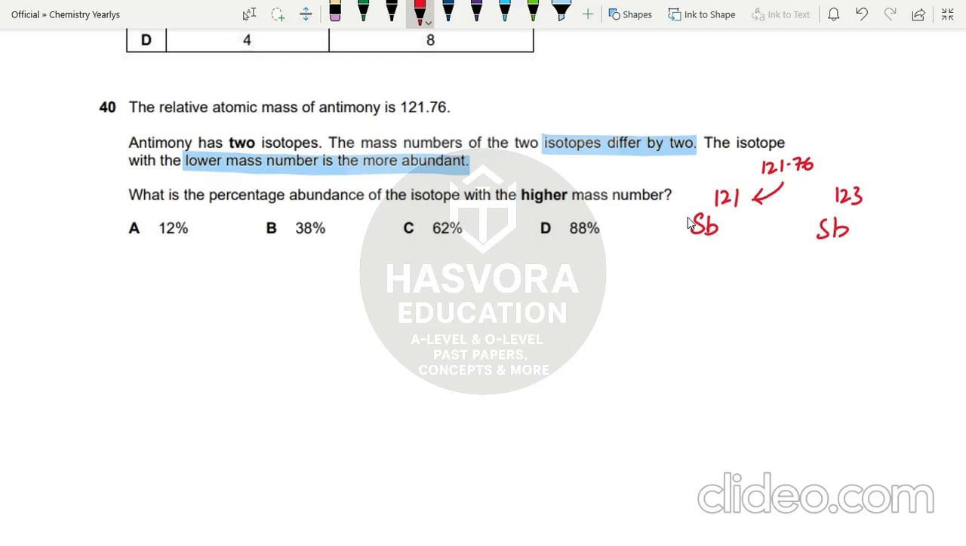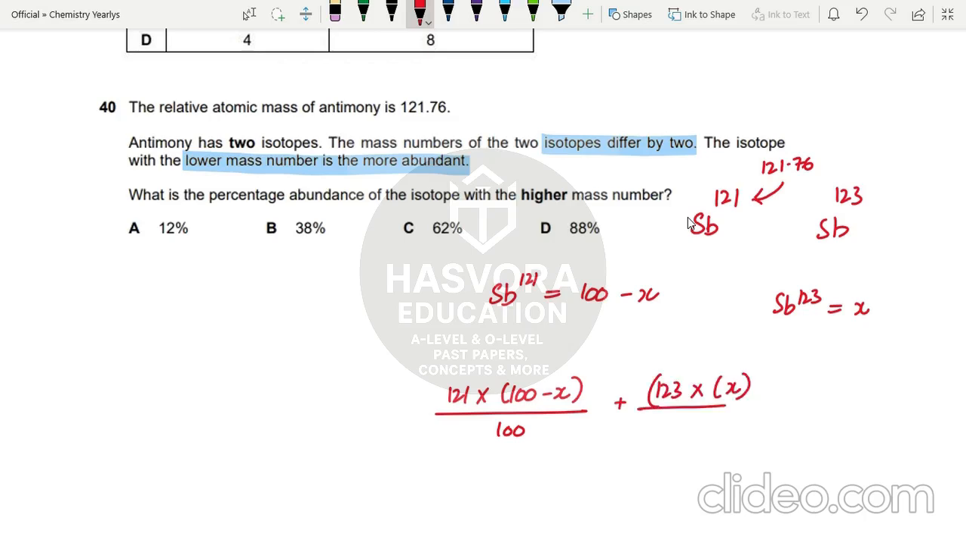So first of all, what we will do is take the percentage abundance of the Sb 121 as 100 minus x, because it will be subtracted from the other abundance, and Sb 123 will actually be equal to x. So let's find it out. So it will be 121 into 100 minus x, as it is a percentage, it will be divided by 100, plus then we have 123 into x, divided by 100, and this is actually equal to 121.76. You just need to solve this.